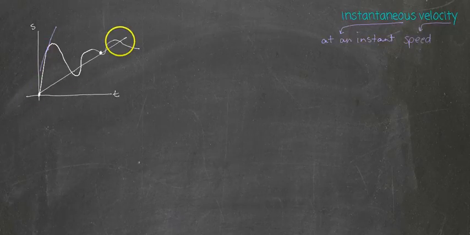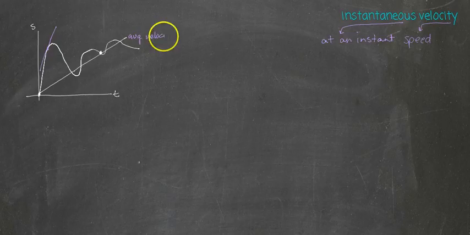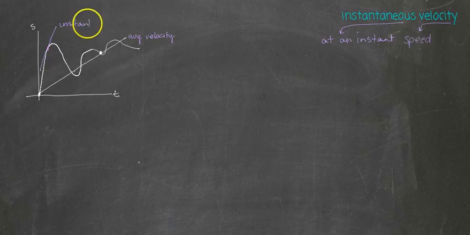So the secant line gives you average velocity, and the tan line gives you instantaneous. Oh, I'm not sure how to spell that. Instantaneous velocity.